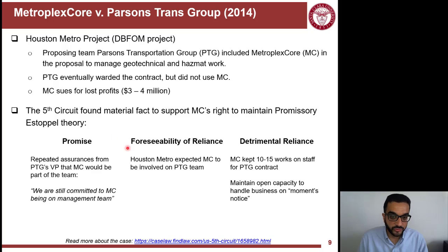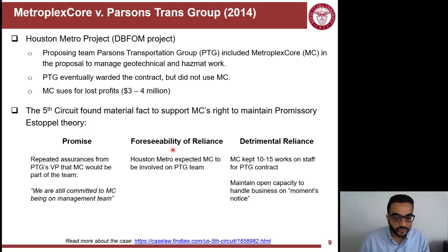Why is that? Because there was documentation of promise. So the VP of PTG said multiple times that we committed to MC. And this is the point: this was a design-build project, so the teaming spirit here was very critical, and this is why they said you're part of the team. So it's an indication of a promise that you will be included if we get the project.